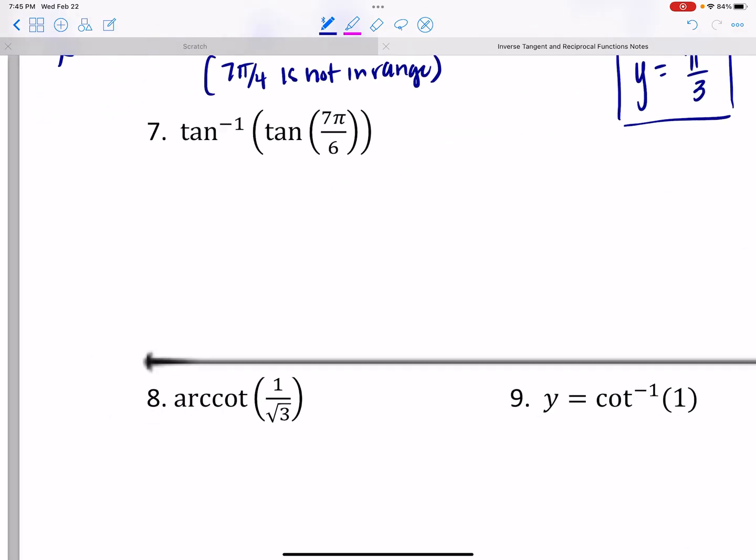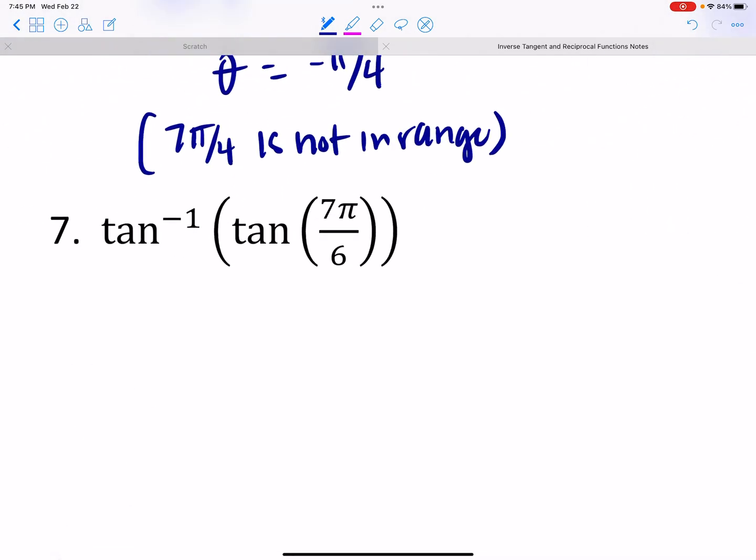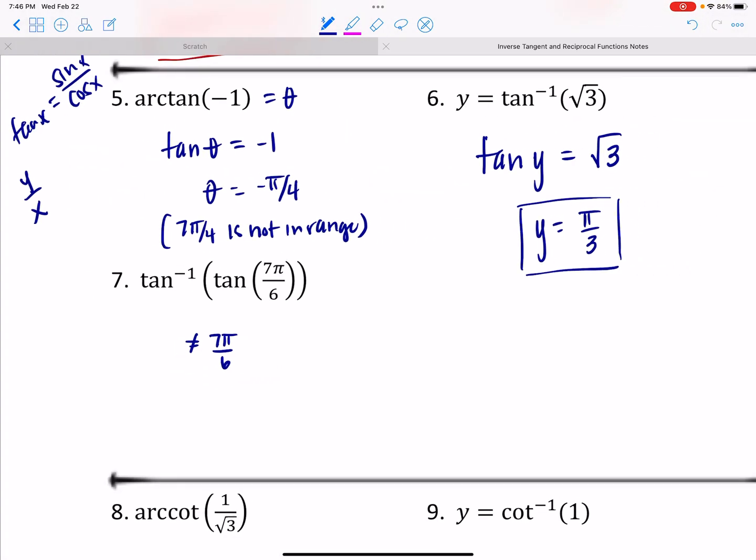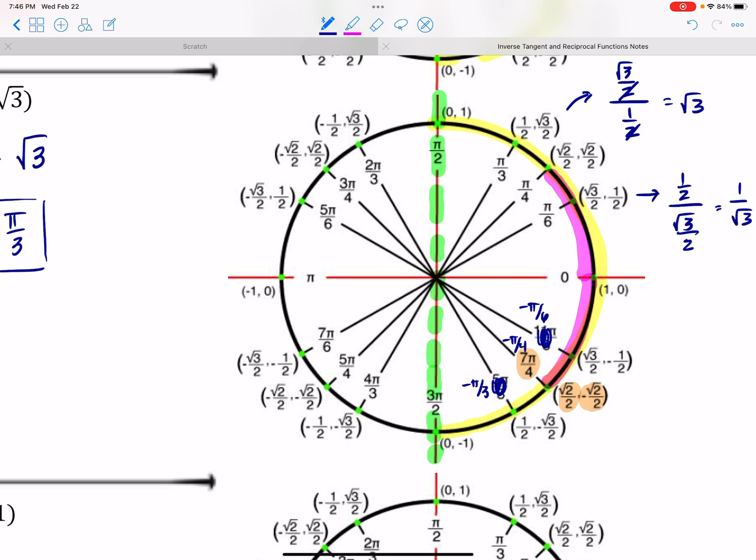Okay, and now I have another one similar to something we saw in the previous topic. I have the inverse tangent of the tangent of 7 pi over 6. As we saw yesterday, these are opposite operations. They do undo one another. So technically these opposite operations should cancel and leave us this angle. But we cannot say that this is equal to 7 pi over 6, because 7 pi over 6 is not in our range.